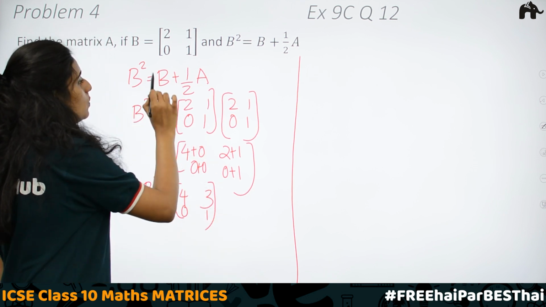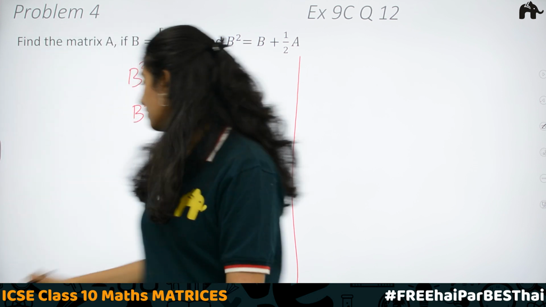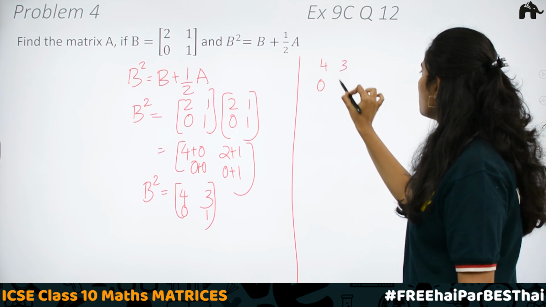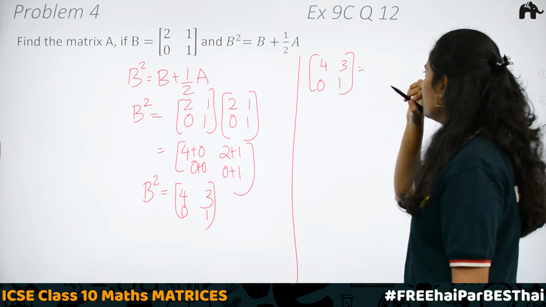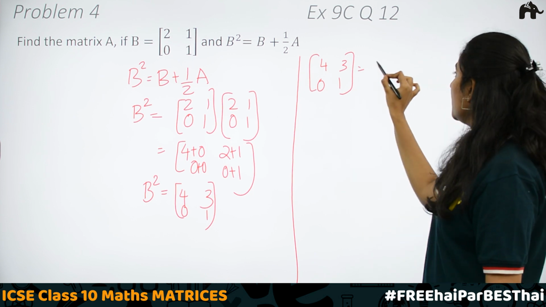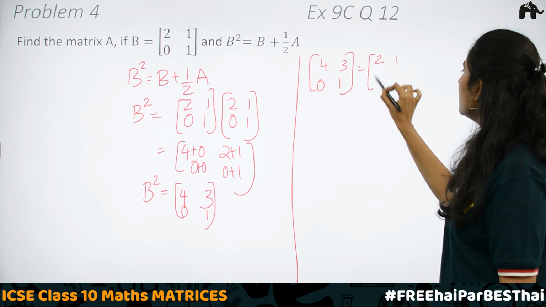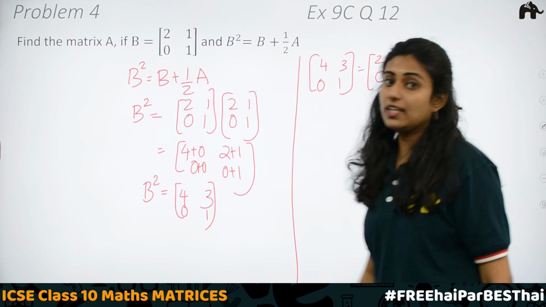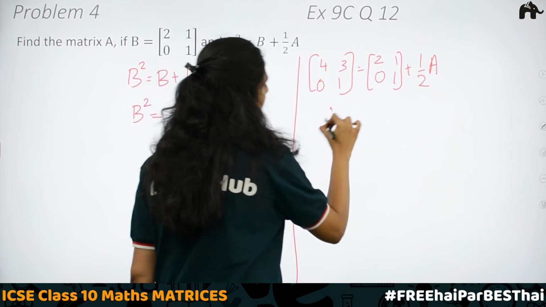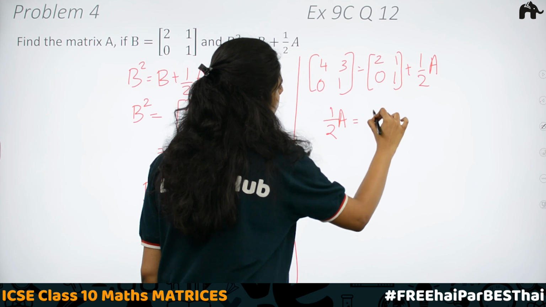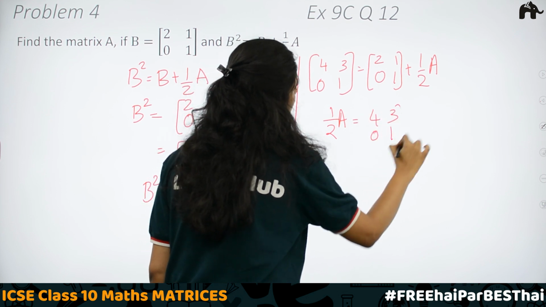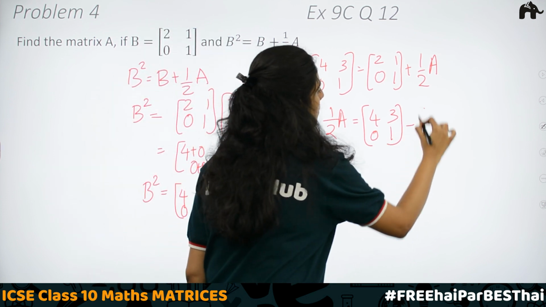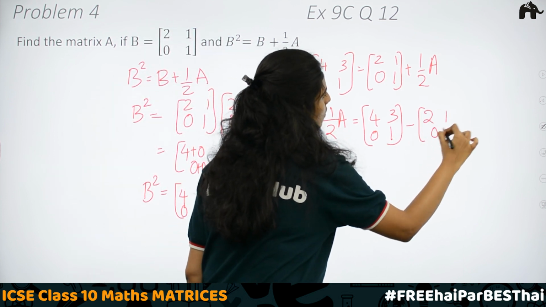Given that B square is equal to B plus half A. We'll put B square as 4, 3, 0, 1. B square is equal to B plus half A. B is 2, 1, 0, 1 plus half into A. Now we can easily find A, right? Half A is equal to 4, 3, 0, 1. Taking this matrix to the opposite side, it becomes minus. Minus this matrix 2, 1, 0, 1.